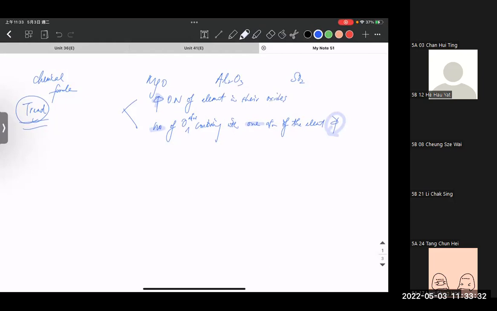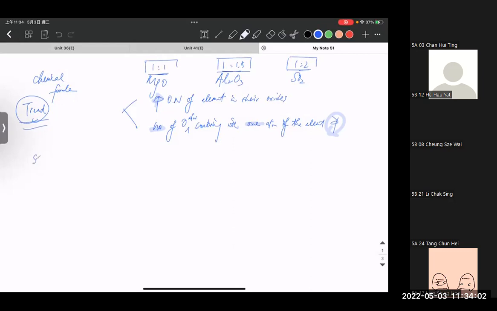For the second one, we need to take a look at the formula and the ratio. If you write down this one, it is 1 to 1, this is 1 to 1.5, and this is 1 to 2. Can you get my point? The ratio. You may also mention it this way: increase in number of oxygen per each atom.